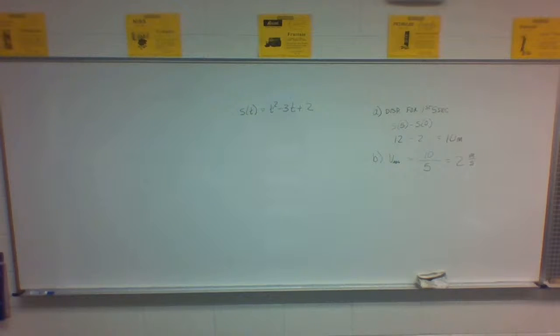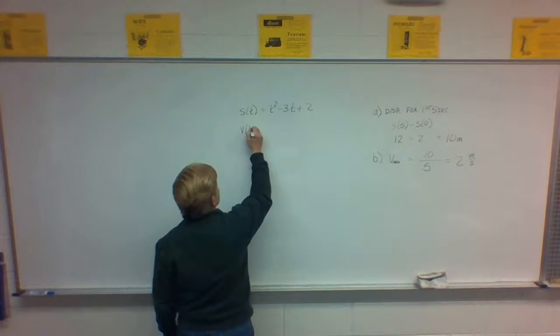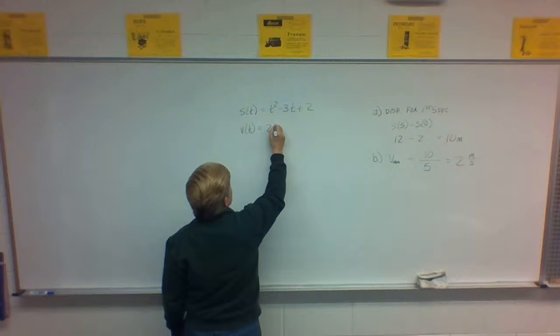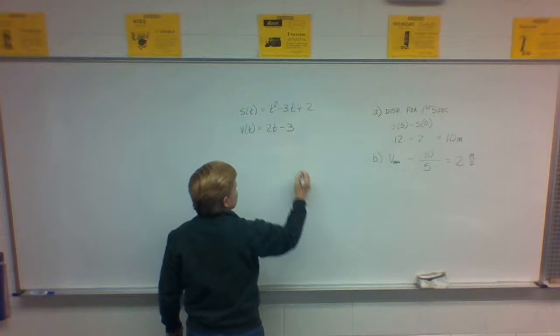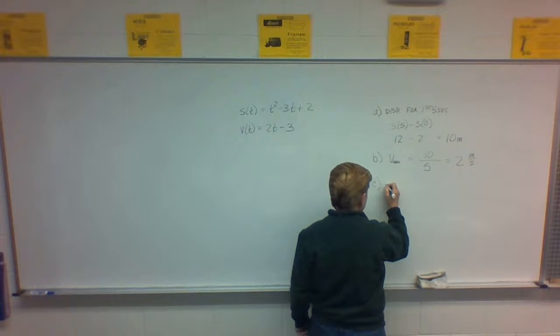Okay. C, find the instantaneous velocity when t is 4. Oh, we've gotten off the 5, now we're at 4, and we're talking instantaneous. So what do we need? Derivative. Now we need a derivative. We need a v, which is 2t minus 3. And how could we write it? Little tick mark.